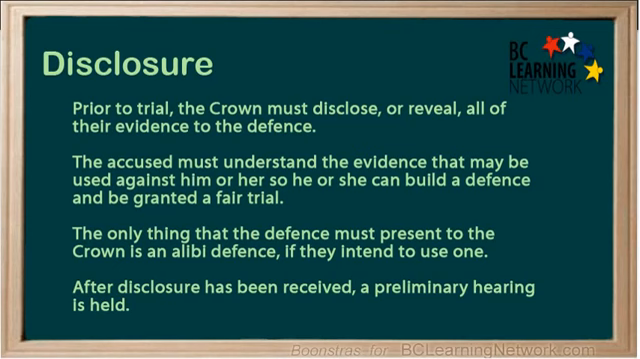Prior to trial, the Crown must disclose or reveal all of their evidence to the defense. The accused must understand the evidence that may be used against him or her so he or she can build a defense and be granted a fair trial. The only thing that the defense must present to the Crown is an alibi defense, if they intend to use one. After disclosure has been received, a preliminary hearing is held.